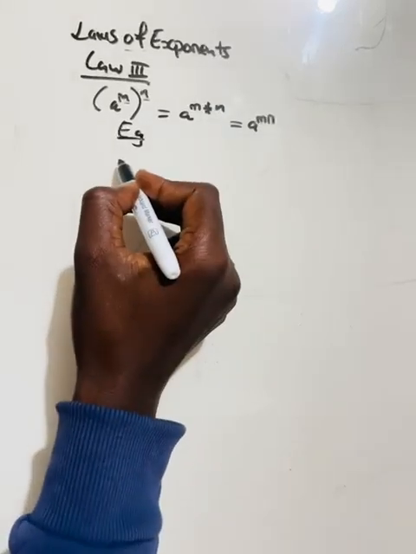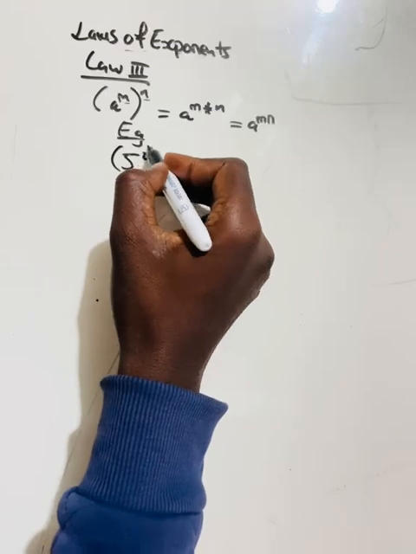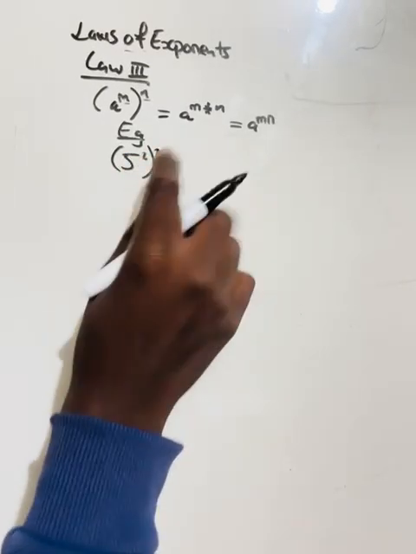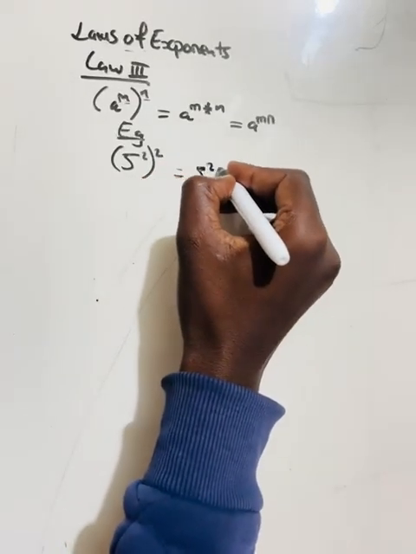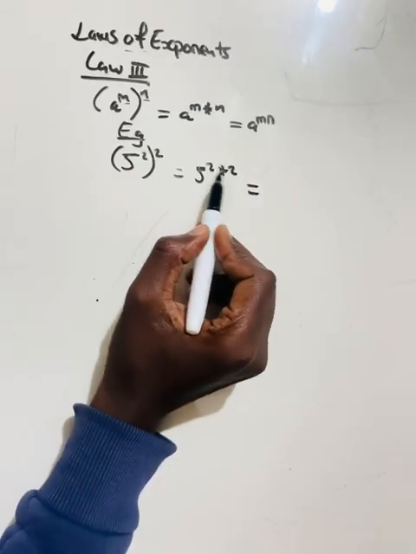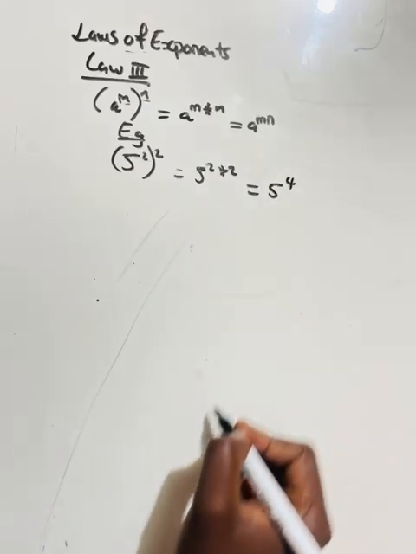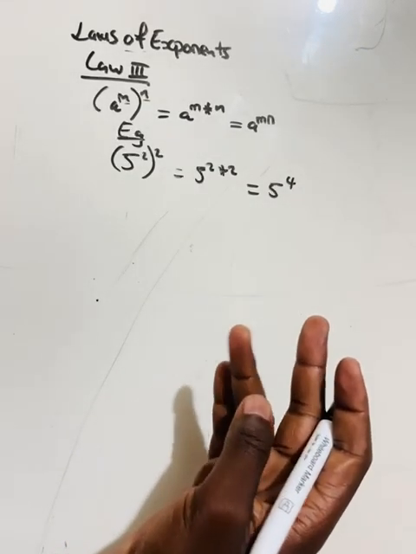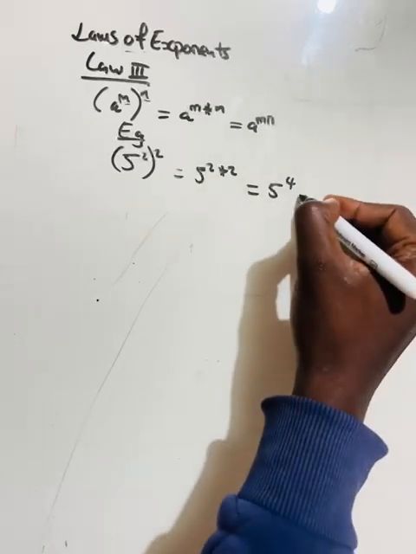So we're going to use number 5. Base 5. We have got base 5 to the power 2, and outside we are given exponent 2. So we say 5 to the power 2 multiplied by 2. And 2 multiplied by 2 is equal to 4. So in other words, we have got 5 to the power 4, right? 5 multiplied by 5 gives us 25. 25 times 5, it's 125. 125 times 5, it should be 625.